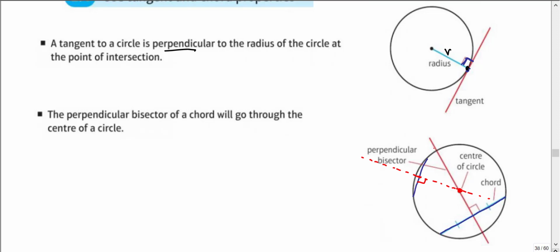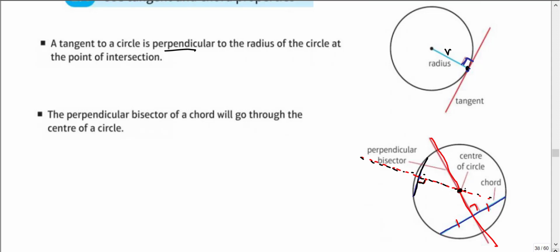If we draw a perpendicular bisector to the chord, this line, perpendicular, and it bisects the chord, it divides the chord into two equal halves. Then this perpendicular bisector must pass through the center of the circle. If we have another chord here and we draw a perpendicular bisector, it will also pass through the center.